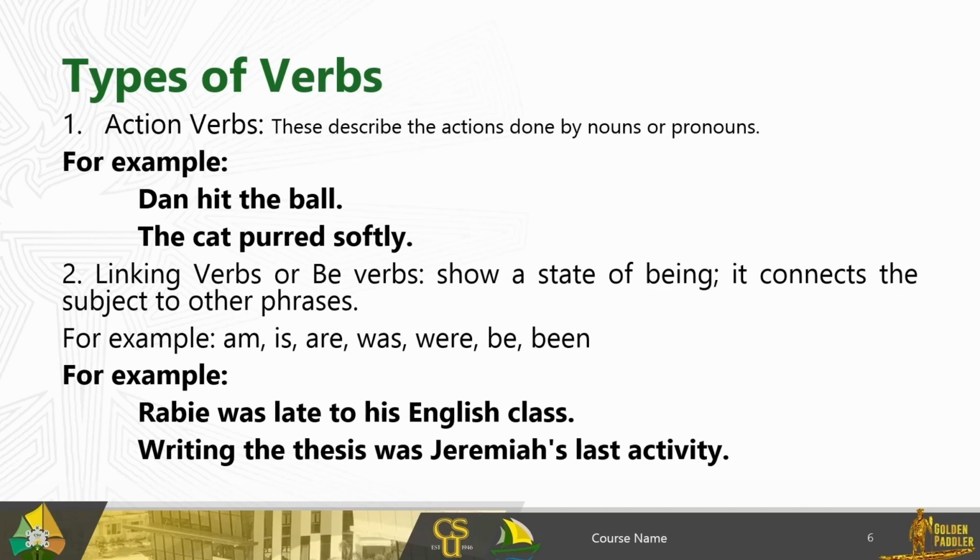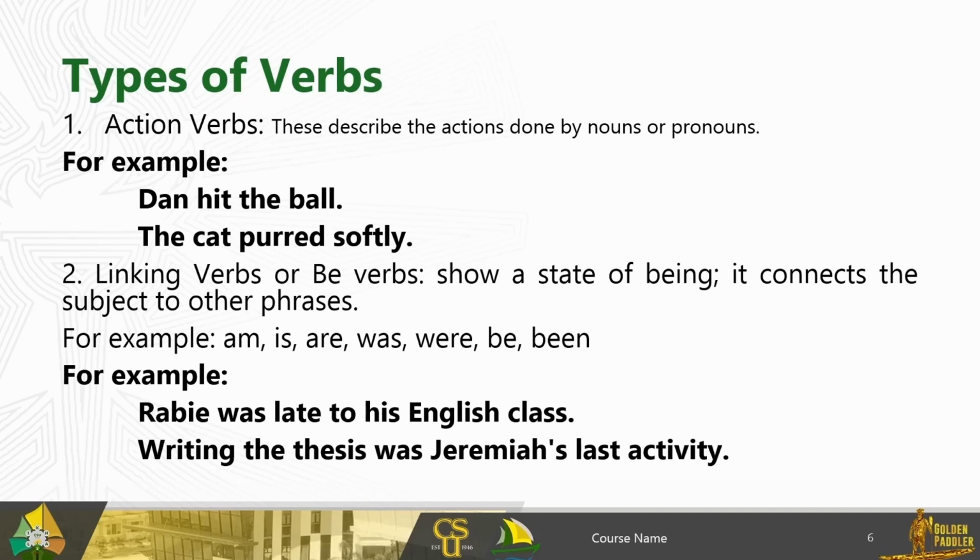Second is the linking or be verb. These verbs show a state of being. It connects the subject to other phrases. Examples of these are am, is, are, was, were, be, and been.